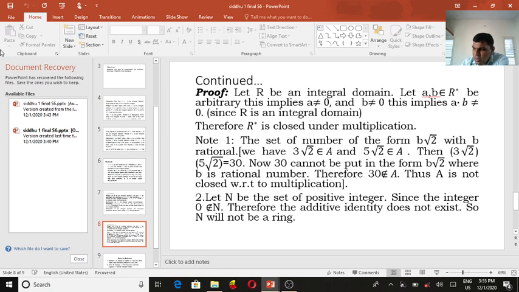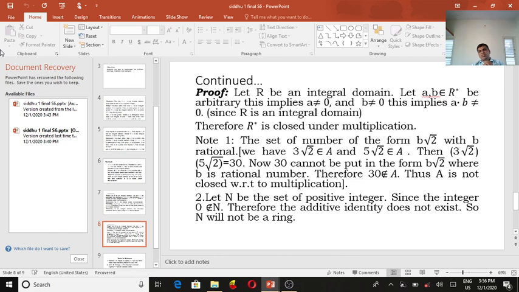Again, 1 into 2 is 2, 1 into 3 is 3, 1 into 4 is 4. So 2 is non-zero, 3 is non-zero, and the product should not be 0. We are choosing a simple example, Z5, Z7. If you choose any elements, it is commutative: A into B equals B into A, unity is there, and if you take a non-zero element, inverses exist. This is a field.